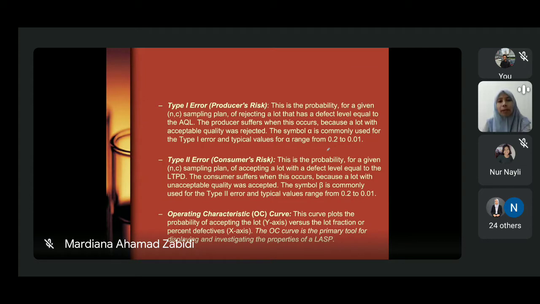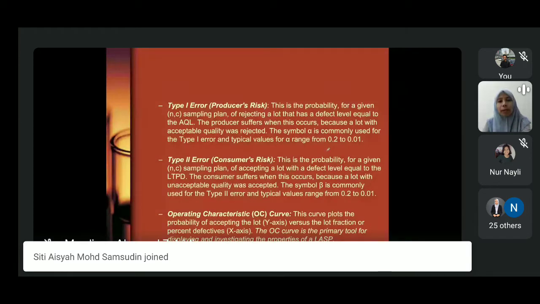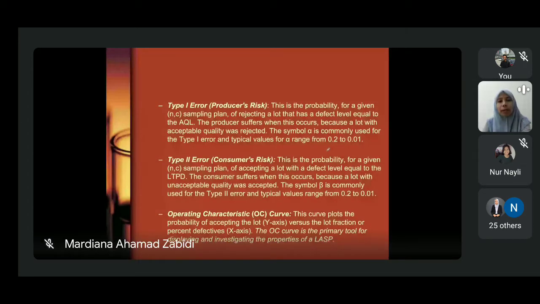Okay, type 2 error will be consumer's risk. Consumer's risk tu maksudnya when we take the sample, we perform testing, okay, and somehow we came to a conclusion, alright, this particular lot is acceptable. Whereby, if let's say we take more samples, actually the lot needs to be rejected because it has poor quality. Tapi kemungkinan samples yang kita ambil tu, kebetulan during that time, all the samples that we collected are considered acceptable.